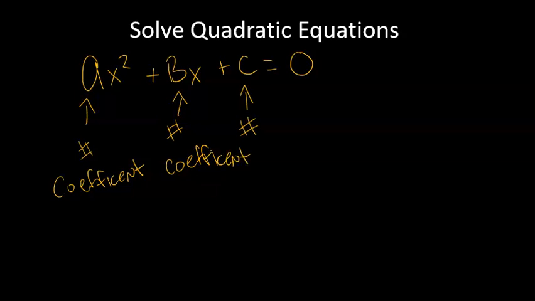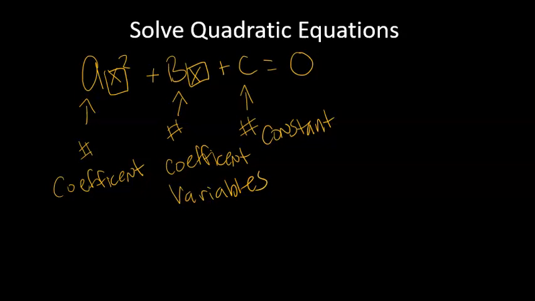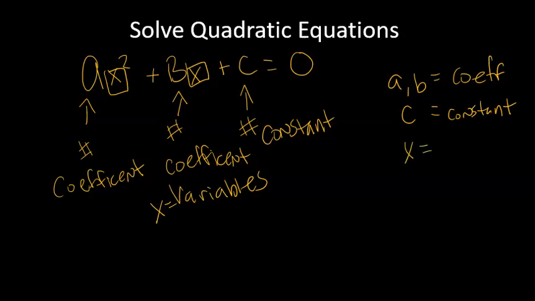This third guy, this letter C, if it's naked by itself, meaning there's no alphabets touching it, it's called a constant. So the first two are coefficients. That one's a constant. The x's right here, those are called variables. So if it's A or B, it's a coefficient. If it's C, it's constant. And if it is X, it's a variable.